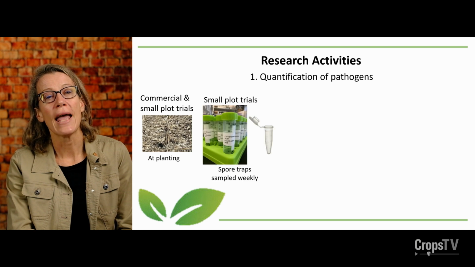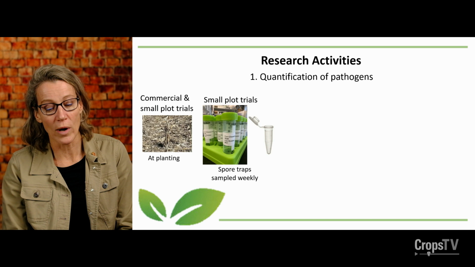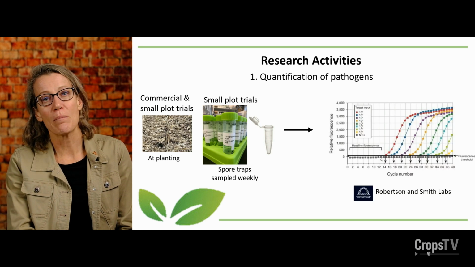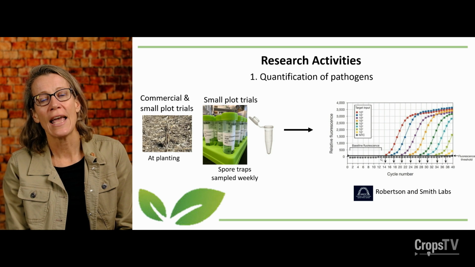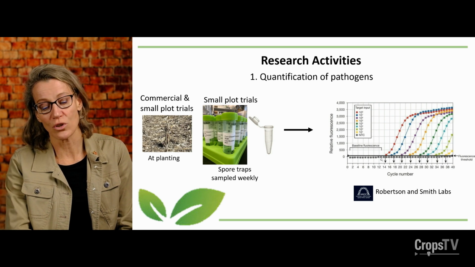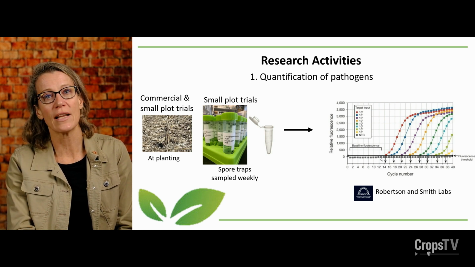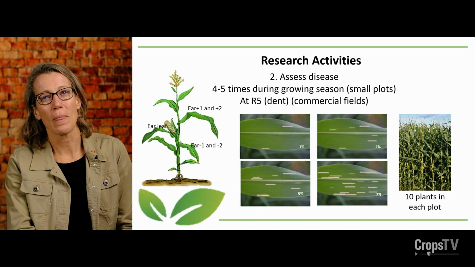And then from the small plot trials, we collect the tubes or the slides weekly. They come back to my lab or Damon Smith's lab in Wisconsin, and we use a molecular technique called quantitative PCR to detect how many spores are present on those slides or in that tube. We do that weekly, so that means we're able to monitor how the pathogen numbers change throughout the growing season.